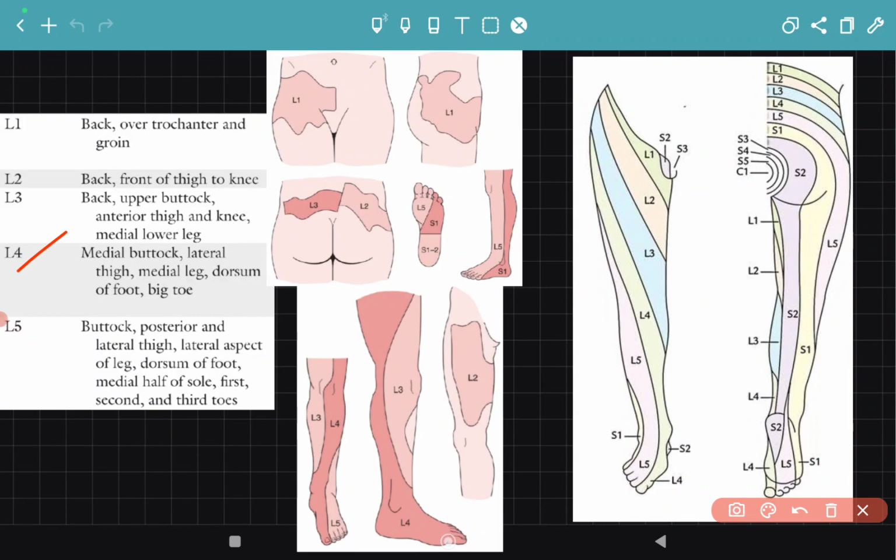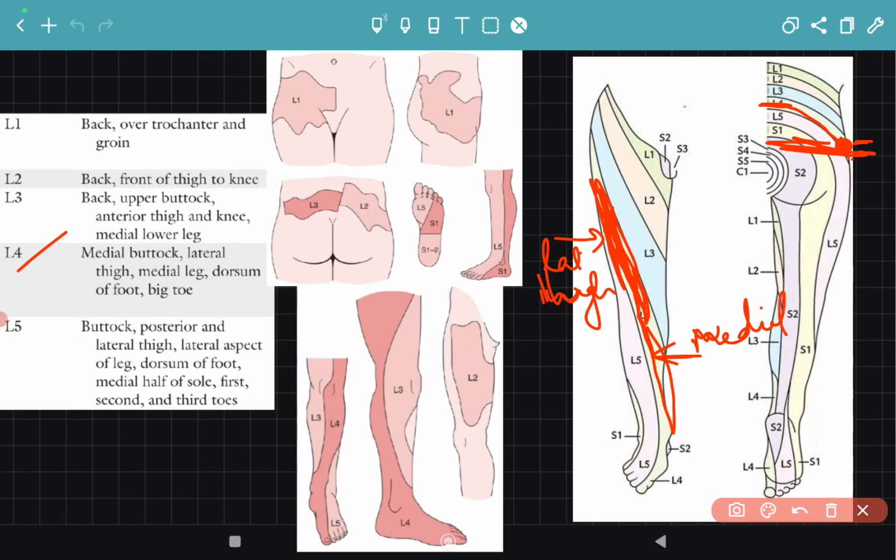Starting with L4, we can see there is the medial buttock area. So L4 is over here, descending till here, starting with the medial buttock portion. Then the lateral thigh: we can see it is starting from the lateral side, so the thigh portion covered is mainly lateral in the L4 dermatome. Then the medial leg, because it crosses while coming down. So lateral thigh and medial leg of the L4 dermatome.